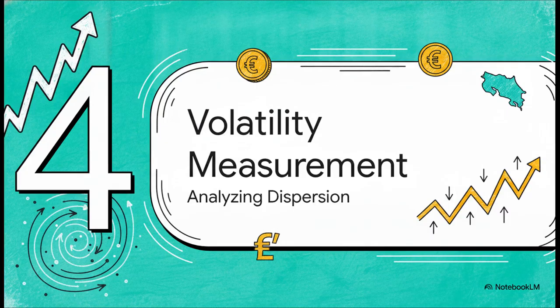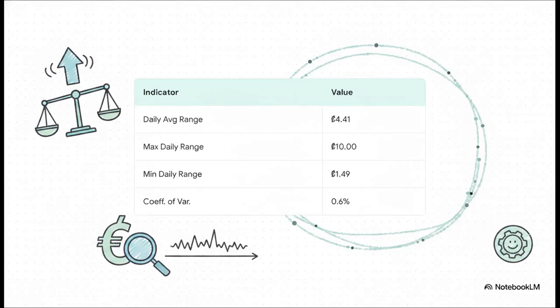Block 4. Measuring market volatility. Let's analyze the price dispersion. These indicators reflect moderate general volatility. The daily average range between the maximum and minimum traded prices was just 4.41 colones, highlighted by a very low coefficient of variation of only 0.6%. These metrics do not reflect financial disorder, they simply indicate normal market adjustments.